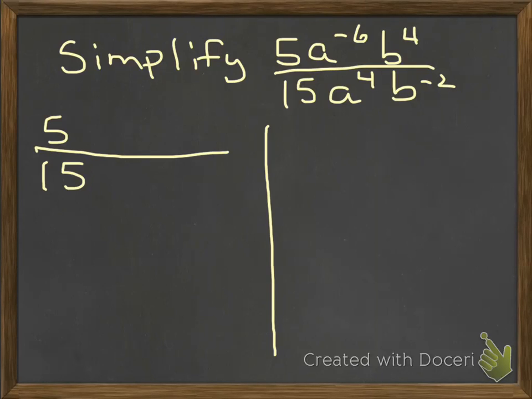And you can do this because you have all multiplication and division. So for instance, that a to the sixth in the numerator would go to the denominator. The b to the fourth would stay put. In the denominator you have an a to the fourth that would stay put, and you have a b to the negative 2 that would go to the numerator and become b squared.